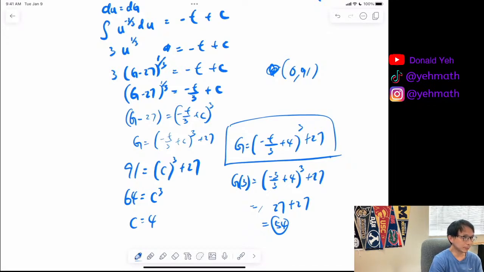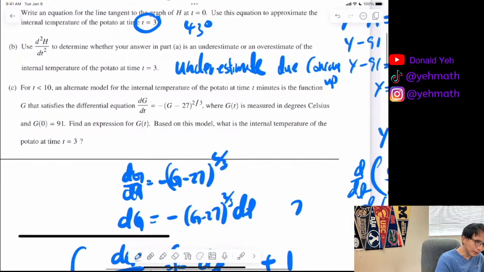Yulia, you okay? Why plug in 91 for g? And can you explain please one more time what the question asks? Let's read the question. They say for t less than 10.